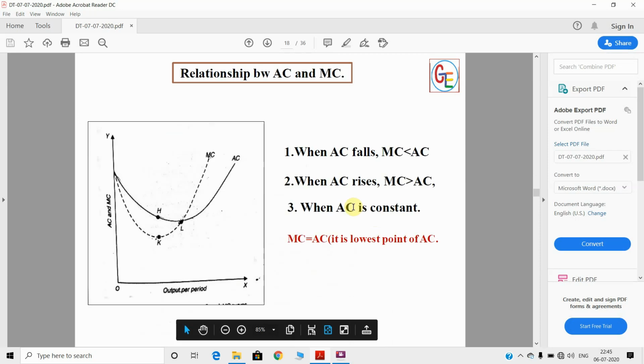Next, the relation between AC and MC, that is very important, and also that is a part of your mathematical economics. When AC falls, MC is less than AC. When AC rises, MC is greater than AC. When AC is constant, MC is equal to AC, right. That is according to the slope of the curve.